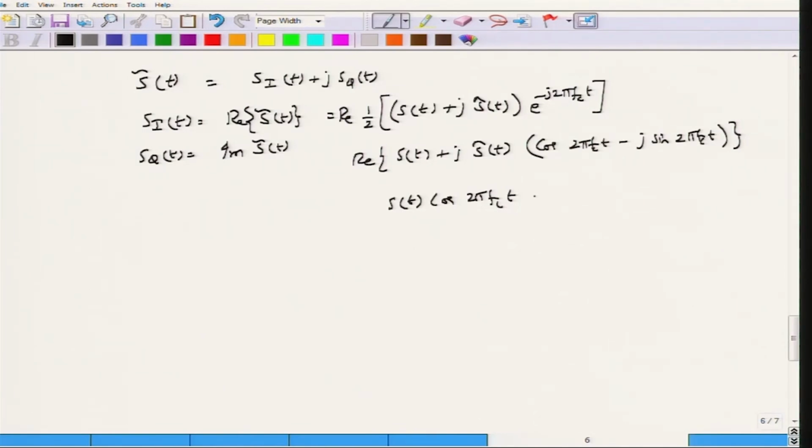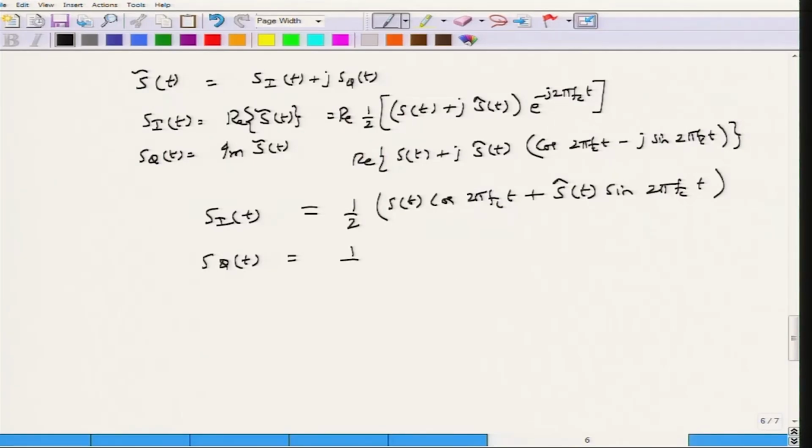Plus j and minus j will be plus 1. So, I get plus S hat of t sin 2 pi f c t. So, there is a half here. This is equal to S I of t. This is the in phase component. What would be the imaginary component? I do not have to do any more here. I have already obtained the expansion here. I just have to pick the imaginary components. The imaginary components will be half S hat of t cos 2 pi f c t, and then there is a minus j S of t sin 2 pi f c t. Okay. So, this is your in phase component and this is your quadrature component.